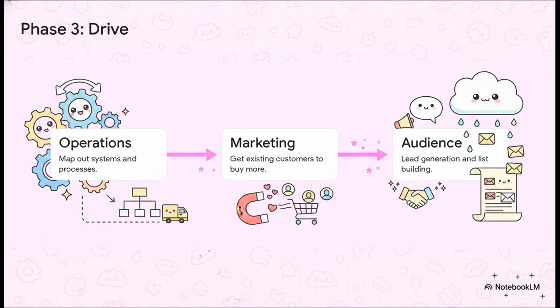Let's break down how these final drive stages actually look. Stage 7 is operations, which focuses entirely on delivering on your promise through finely mapped out systems and processes. Stage 8 is marketing, where you're actively engaging your leads. And rounding it out is stage 9, audience, which is heavily focused on lead generation, aggressive list building, and long-term relationship management.